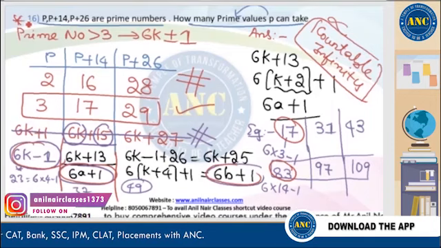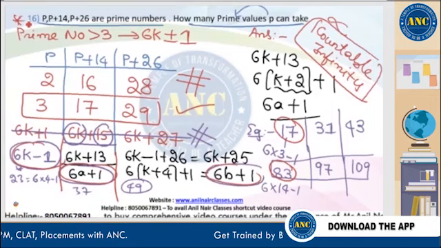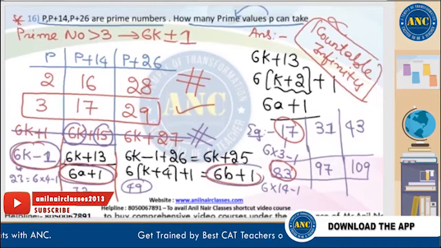Every prime number greater than 3 is of the form 6k plus or minus 1. Now let me go to the next question.